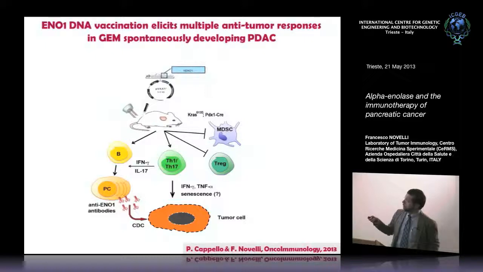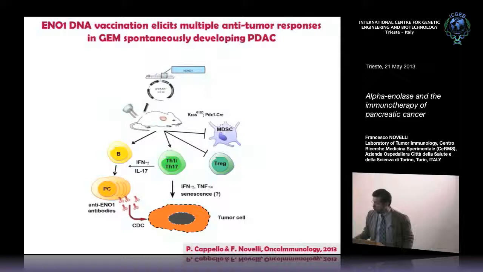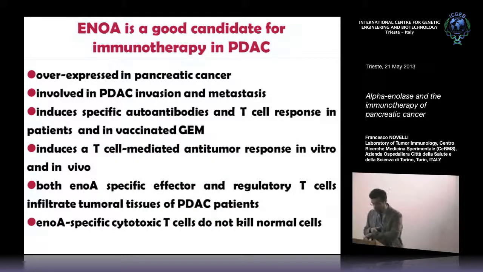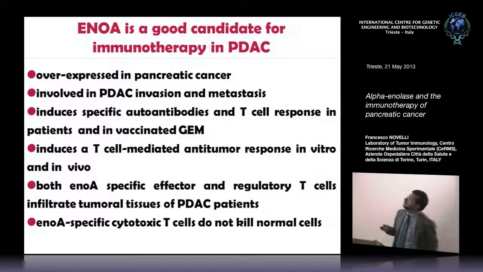And in parallel, this vaccination induces the inhibition of myeloid-derived suppressor cells and the infiltration of Tregs in the tumor area. So I think that we can conclude that enolase is indeed a good candidate for immunotherapy in pancreatic cancer.